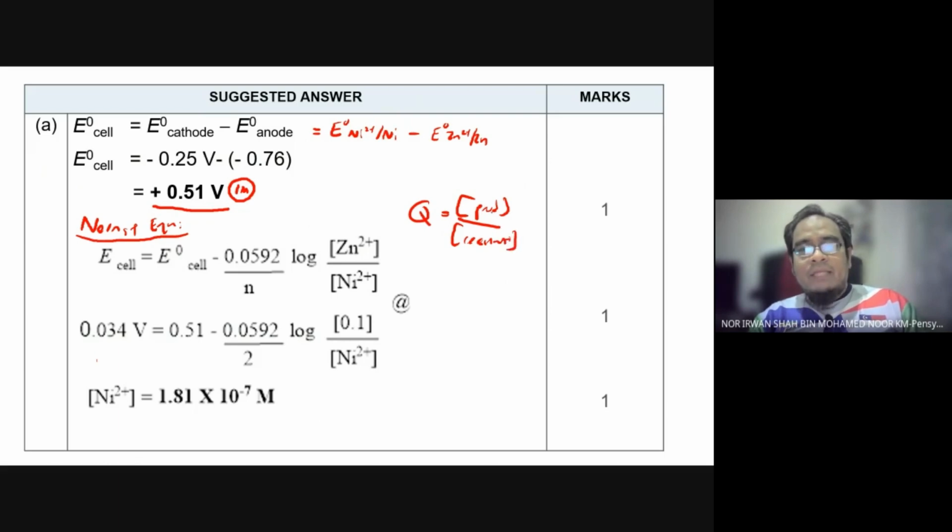Okay, so dalam kes ni, kenapa zinc tu adalah produk? Dan kenapa nickel tu adalah reactant? Okay guys, sebab benda ni sebenarnya datang daripada mana tau? Datang daripada half equations untuk reduction dan juga oxidation. And then kita dapatkan overall equation lah.